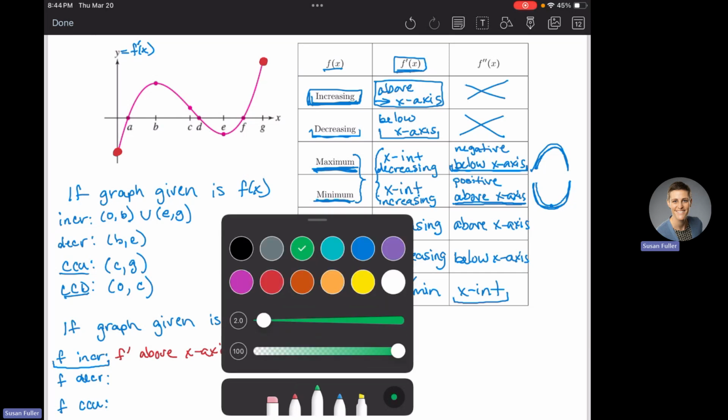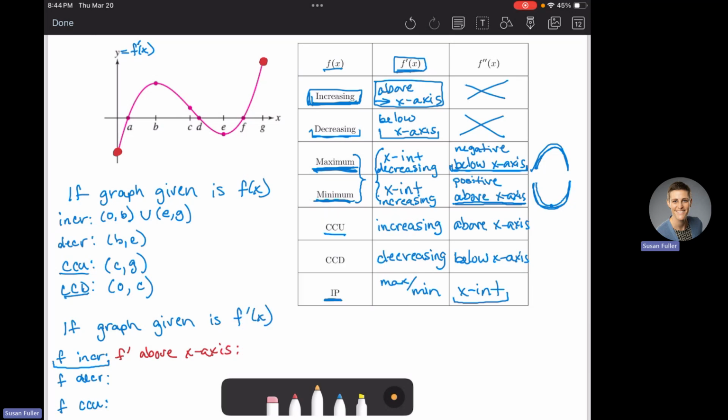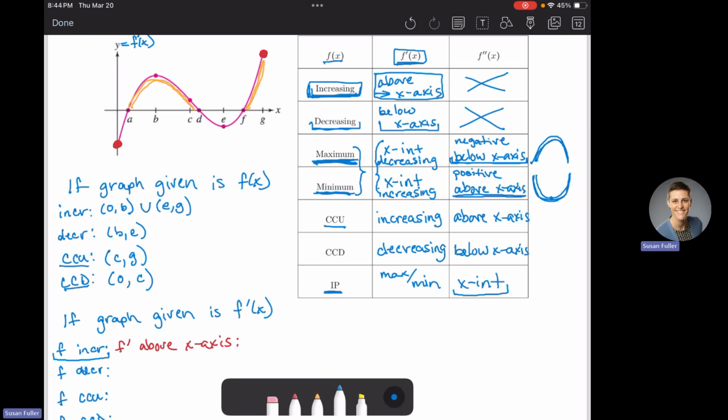I'm going to switch colors again. Okay, where is this thing above the x-axis? Well, it's above the x-axis right here and right here. So those are the places where my OG is increasing. So that's going to go from A to D. And again, I'm not including my endpoints because I'm not above the x-axis there. I'm on the x-axis there.